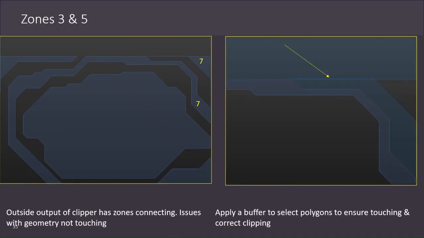So what I actually did was I applied a buffer on the selected polygons, and that essentially ensured that it touches and it gets the clipping correct. So you can even see in that particular screenshot the different color, so that's its own polygon there, that's another feature there, and then that's all there as well. So it's representing properly. So that's zone 7, that's zone 6, and that's zone 5. So it's correctly done.